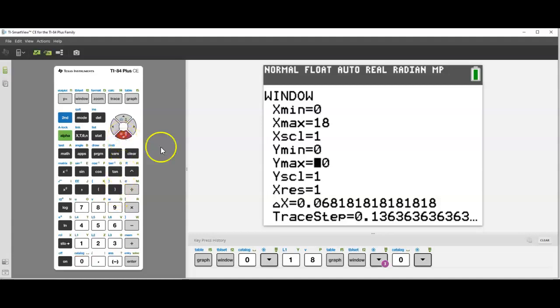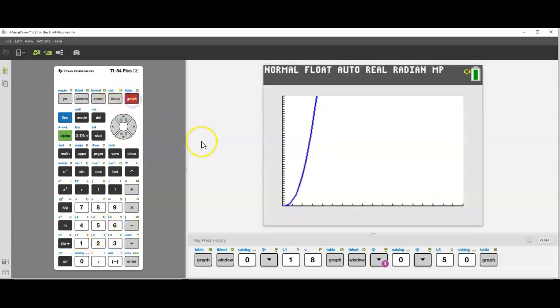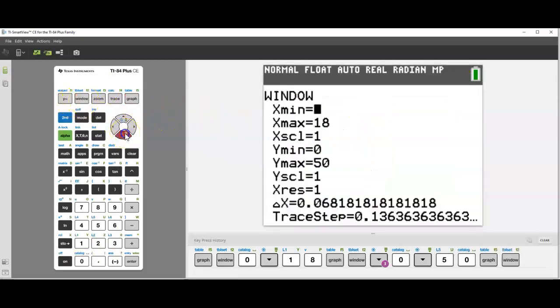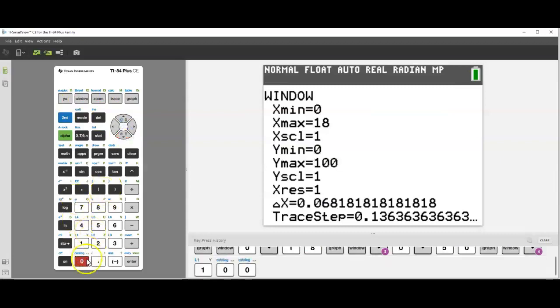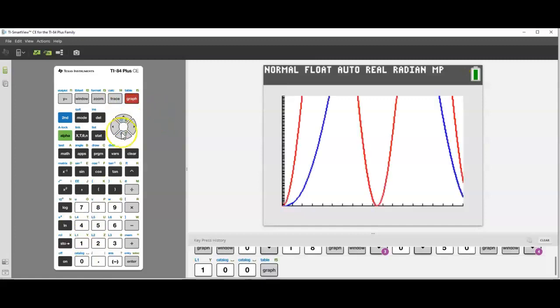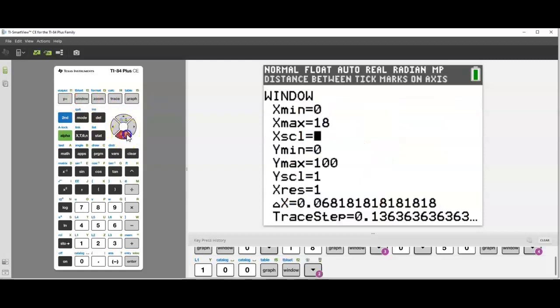But my y max, I'm going to go ahead and say, let's jump it on up to 50 and see if that's high enough. Still kind of going off the chart there. So I'm going to go even higher now. Let's go on up to maybe 100. Let's try 100 for my y value. Ugh, still off the charts. All right, I'm going to try 200. So you just got to kind of play with it sometimes until you can see enough of it.